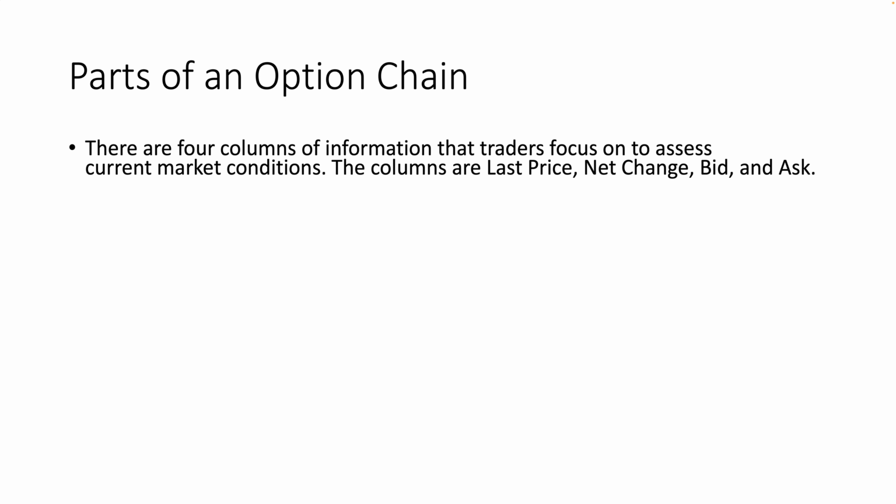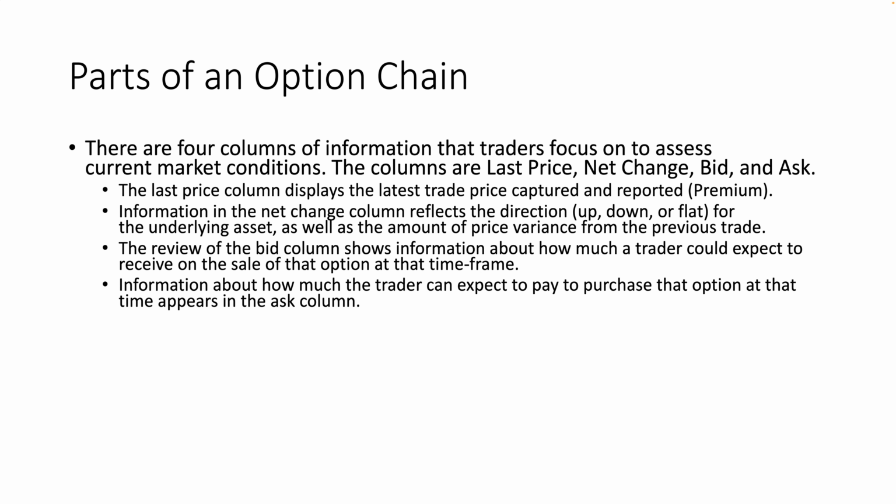So now that we have the basic understanding of what an options chain is, what are the parts of an option chain? There are 4 columns of information that traders focus on to assess the current market conditions. These columns are the last price, net change, bid, and ask. The last price column displays the latest trade price captured and reported. In other words, the premium that the option sellers and buyers can look at for an underlying strike price.